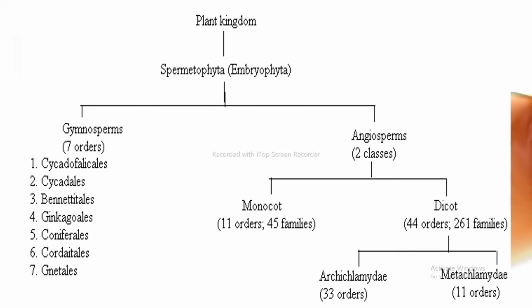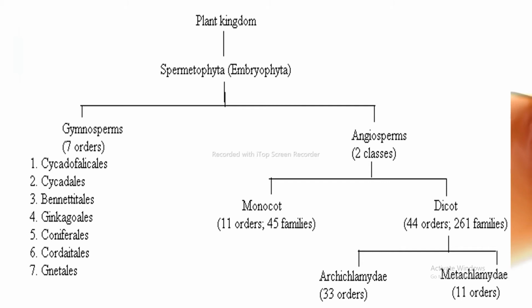So this is the plant kingdom, which is divided into the Spermatophyta. Spermatophyta is also called Embryophyta. Spermatophyta or Embryophyta is again divided into gymnosperms, which include 7 orders, and angiosperms, which include 2 classes. Gymnosperm, as we know, is divided into 7 orders and it includes Cycadofilicales, second is Cycadales, next is Bennettitales, Ginkgoales, Coniferae, Cordaitales, and Gnetales.